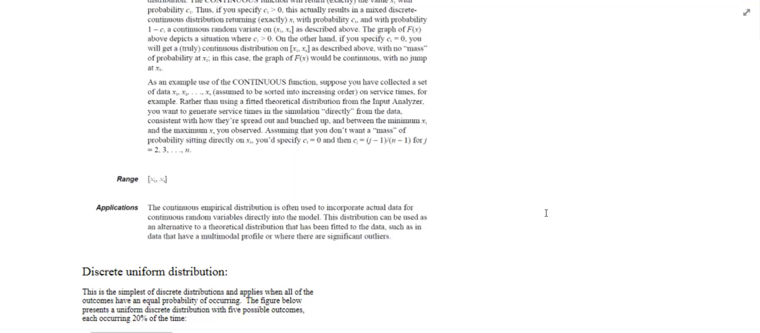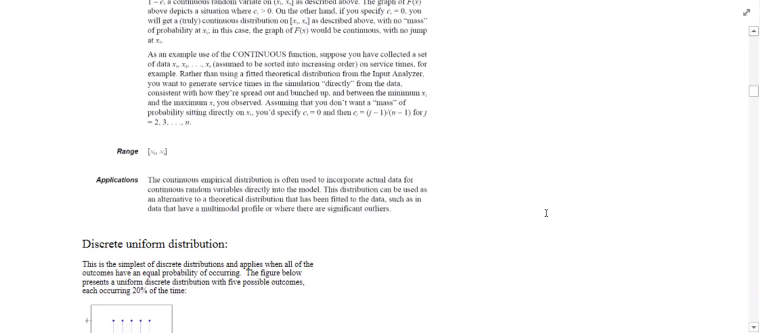So again, this distribution can be used as an alternative to a theoretical distribution that's been fitted to the data, such as in the data that have a multimodal profile or where there are significant outliers, which is not unlikely with real data. And we'll talk about that more. The closer that we can understand our outliers and how they interact with the mean of the data set, to some extent the easier it is to manage statistically in terms of using things like normal distributions where they're easy to specify.